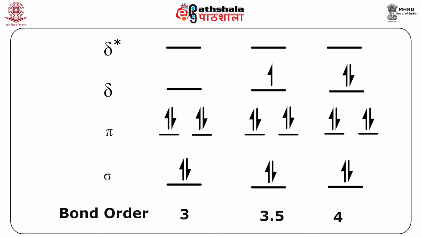So 7 minus 0, 0 means there is no electron in the antibonding orbital. So 7 minus 0 divided by 2 will come out to be 3.5. In the next one, you can see that the total number of electrons in the bonding orbitals is 8, and there is no electron in the antibonding orbital. With the result, the bond order is 8 minus 0 divided by 2.